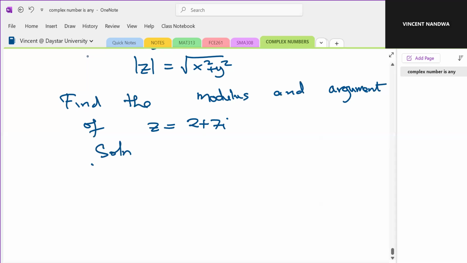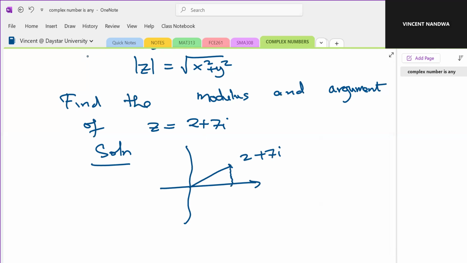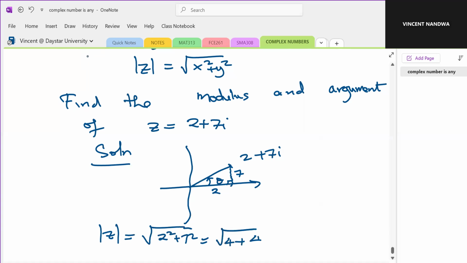So solution, the first thing that you need to know is to represent the sketch of that number in an Argand diagram, and know that 2 plus 7i will be a number in this quadrant. So this is where you have our theta. This will be 7 units. This will be 2 units. So that you say magnitude of Z will be square root of 2 squared plus 7 squared, which is square root of 4 plus 49, which is root 53.